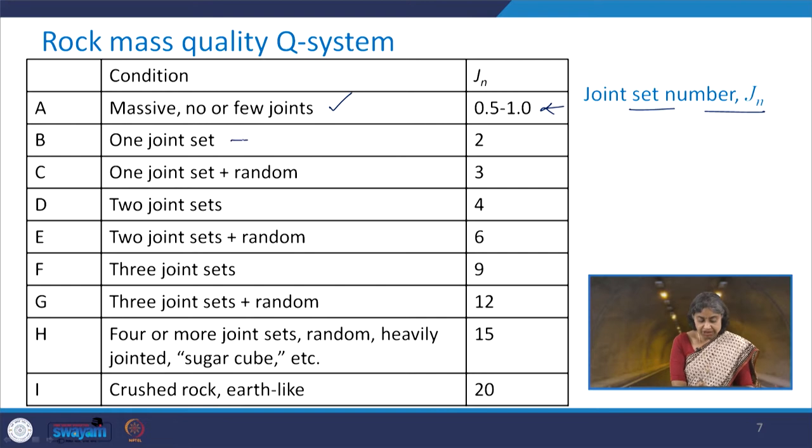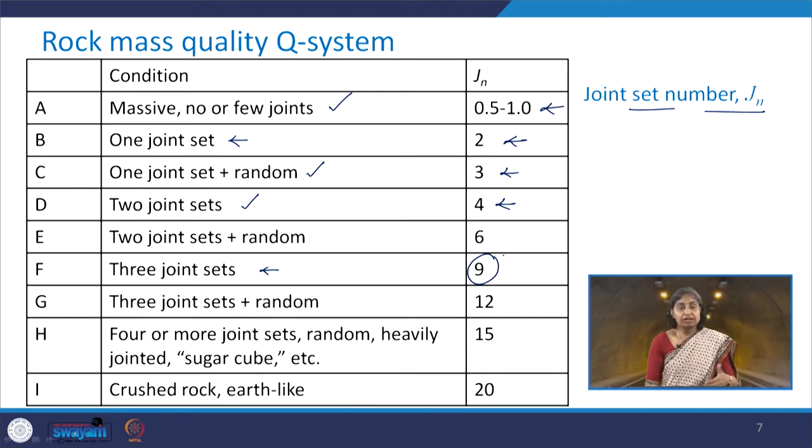In case you have one joint set, then Jn would be assigned a rating of 2. In case you have one joint set plus some random joints, then it is 3. In case you have two joint sets, it is 4. Take note here that roughly the rating for Jn is the square of the number of joint sets. Say, for example, here you have 3 joint sets, so roughly it is 3 squared, which is 9.